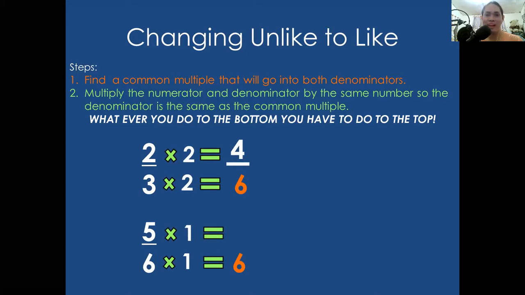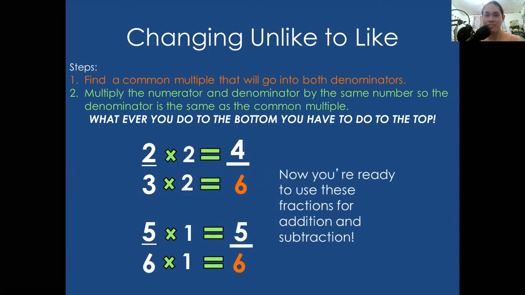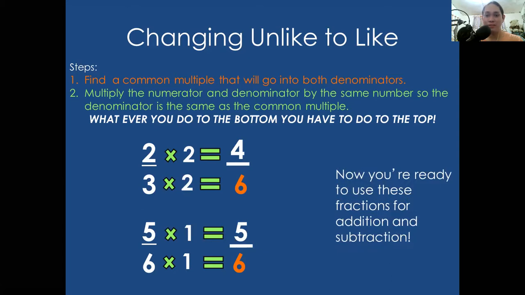6 divided by 6 is equal to 1. Times 5, that gives you 5 over 6. So see, they are now similar fractions or like fractions. So now you're ready to use these fractions for addition and subtraction.